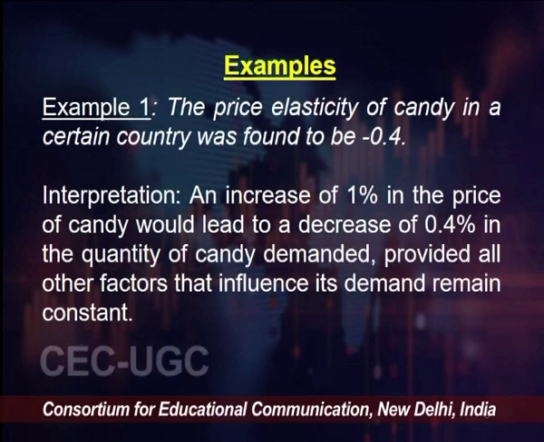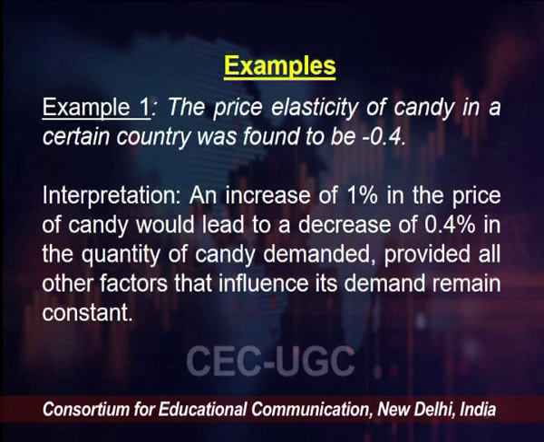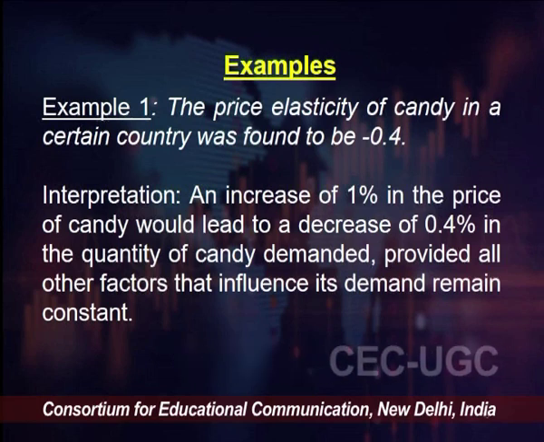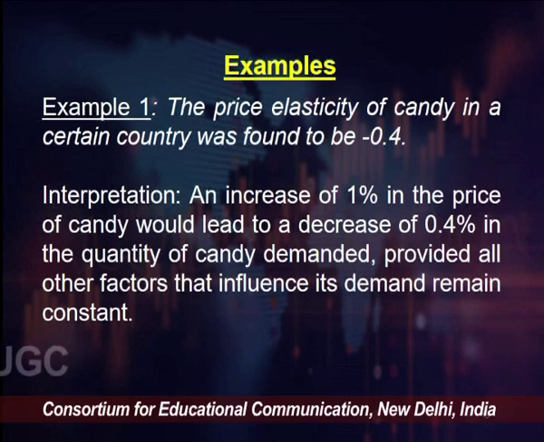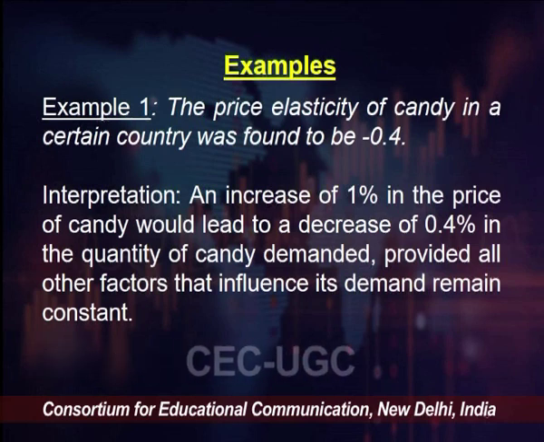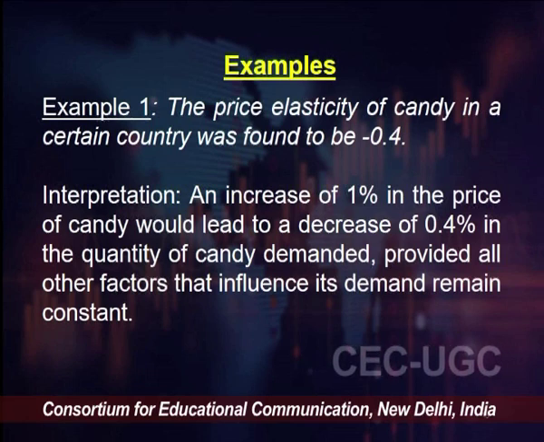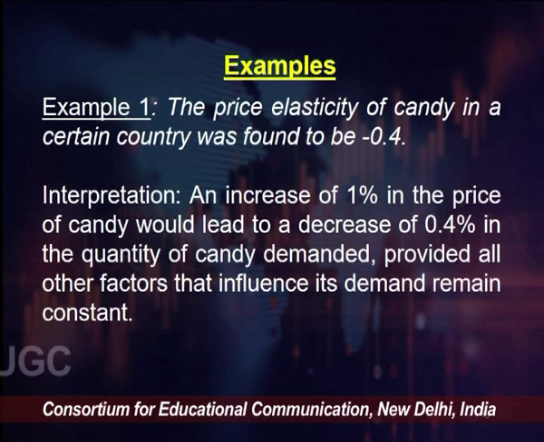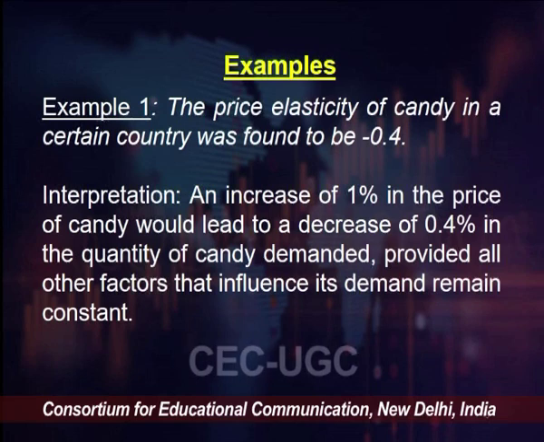Alternatively, we could also say an increase of, let us say, 10% in the price of candy would lead to a decrease of 4% in the quantity demanded. Because if a 1% increase in the price of candy leads to a decrease of 0.4% in the quantity of candy demanded, then an increase of 10% in the price would lead to a decrease of 4% in the quantity of candy demanded, ceteris paribus. So, this is how we read such statements.